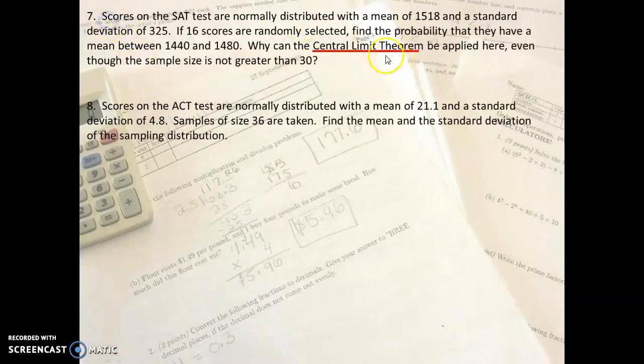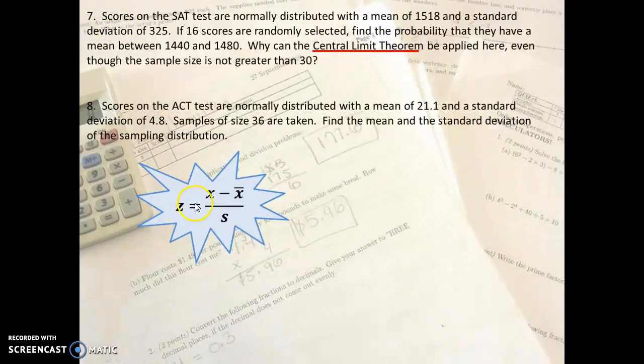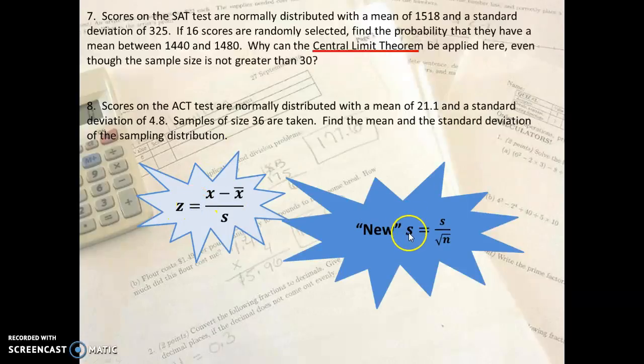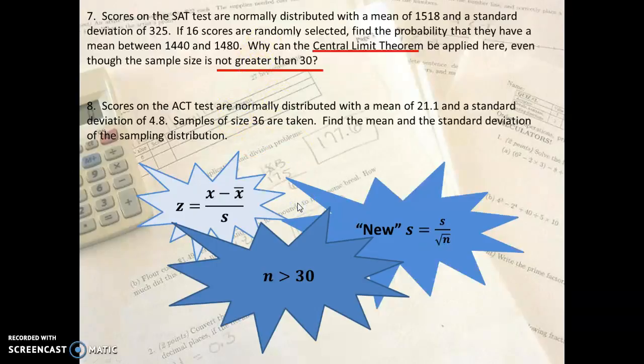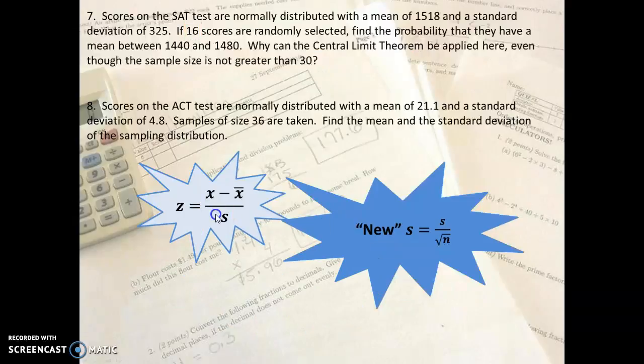Problem number 7, central limit theorem. All right, that's the Z-score. We know that. We know the new standard deviation for the central limit and greater than 30. Yes, spoiler alert. Remember last week I was saying, okay, there's a rule. That's the rule for central limit theorem. It has to be bigger than 30. Problem 7 just says why. It's not asking you to solve. It's just saying why, if I only have 16 people, why does this rule work? Because it's not bigger than 30. Normally distributed. I'll let you figure that out on your own.